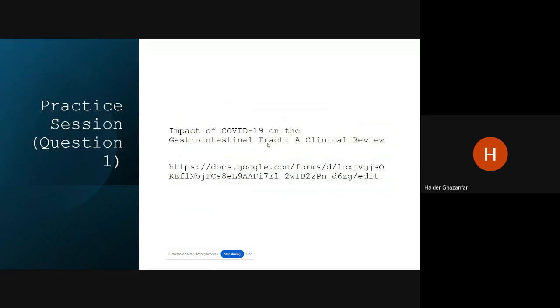So this is the first practice session. It's regarding the impact of COVID-19 on the GI tract, a clinical review. If you guys can click on the link and let me know if your link is working.